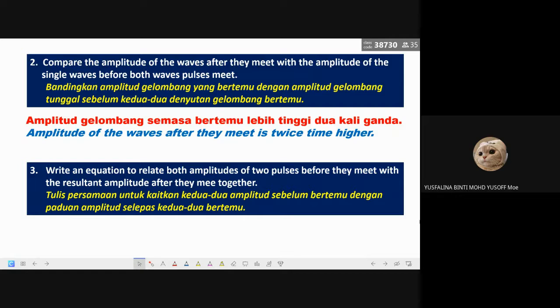Right, so we use the principle of superposition to describe that. So write an equation to relate both amplitudes of the two pulses when they meet with the resultant amplitude after they meet together. So A plus A is 2A, like 1 plus 1 is 2.